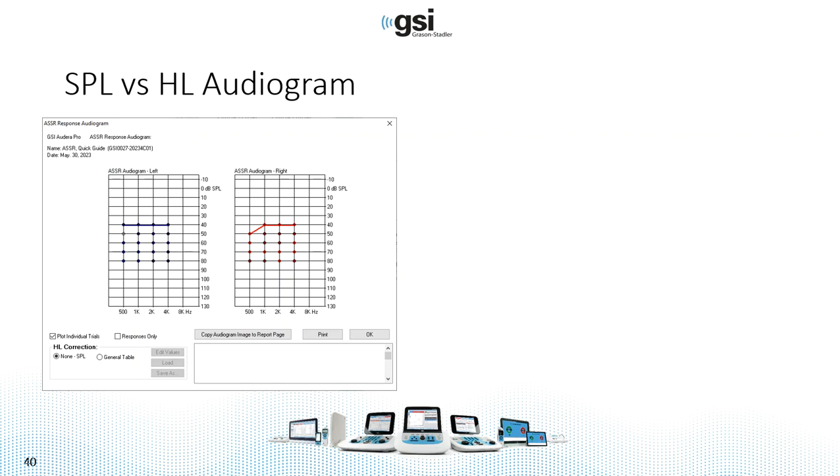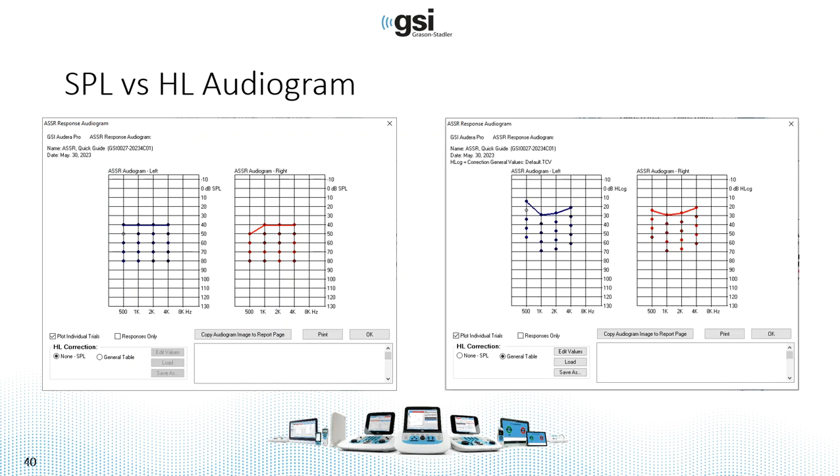But this is in SPL. If we convert that to HL, you can see that HL-wise, responses were detected below 30 dB HL for all frequencies. So most likely you're not going to test below 40 dB SPL in this case. You can, but it might be best to move on and maybe do other tests like OAE or tympanometry.